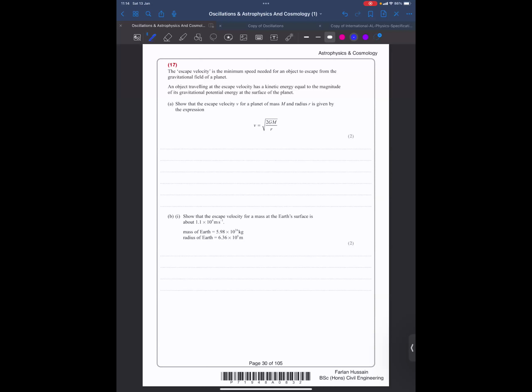Which one? Yeah, so that is also homework. So basically up to 16, complete everything.